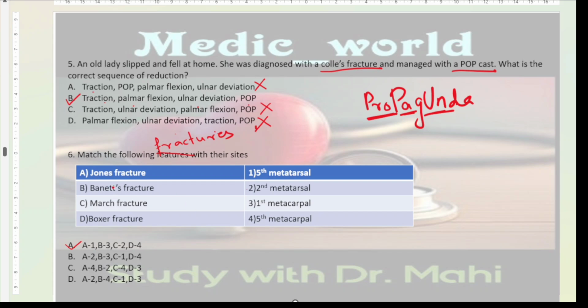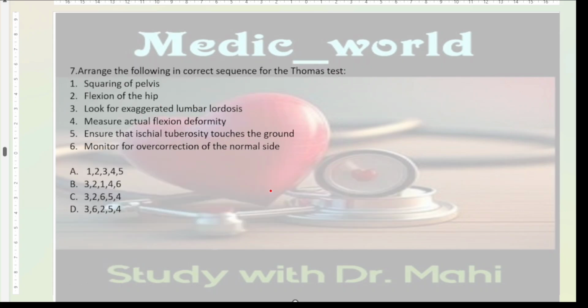Let's check the other options. Jones fracture, A1, is fifth metatarsal. It is the true statement. Bennett's fracture, first metacarpal. It is the true statement. March fracture, second metatarsal. And Boxer's fracture is fifth metacarpal. So let's move towards the other question.